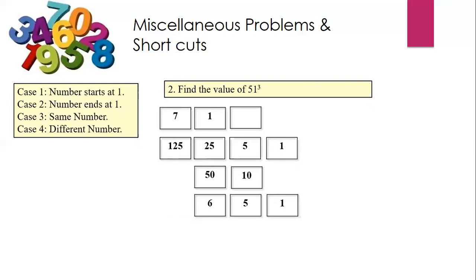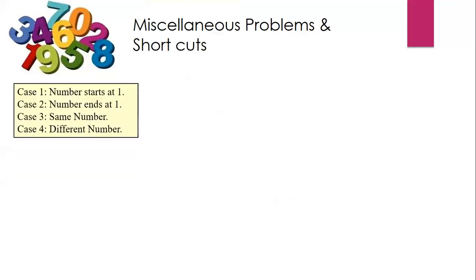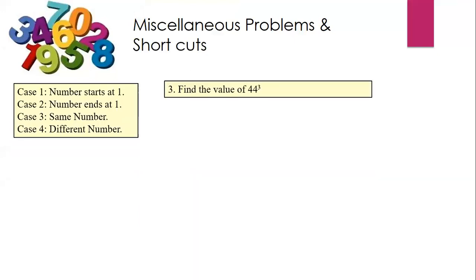125 plus 7, it is 132. So our answer will be 132651. Okay. Case 3, we have same number repeating: 22, 33, 44, 55, and so on like this.